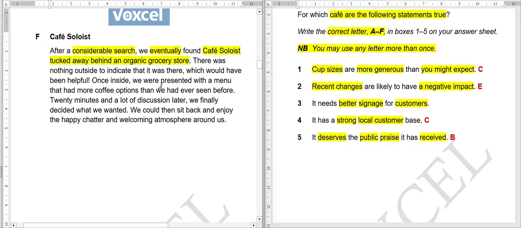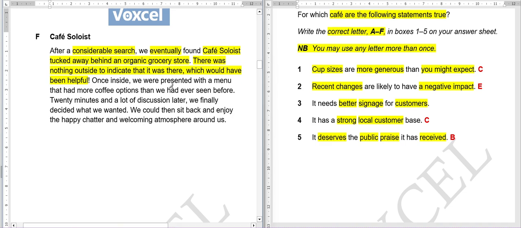Tucked away means like it's behind an organic grocery store. There was nothing outside to indicate that it was there. So it didn't have any boards or signage indicating that the cafe is behind this particular organic store or in the particular alley or something like that, which would have been helpful. And if there was any sign guiding, or any direction board giving directions, it would obviously have been helpful.